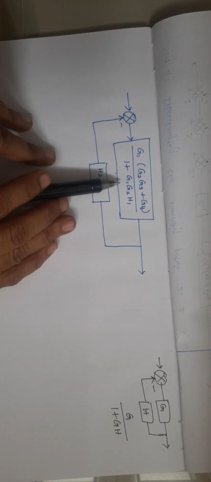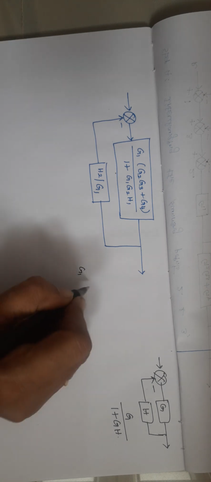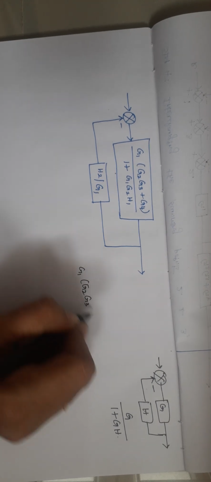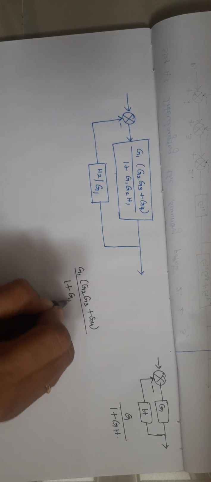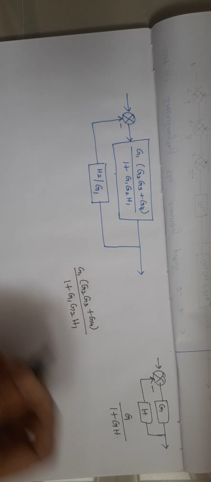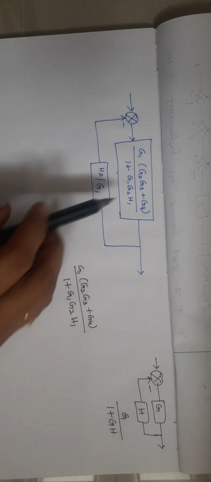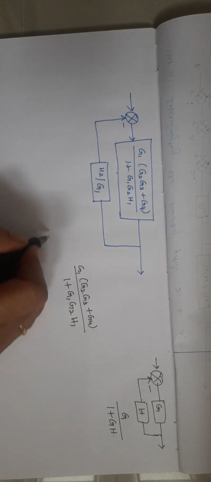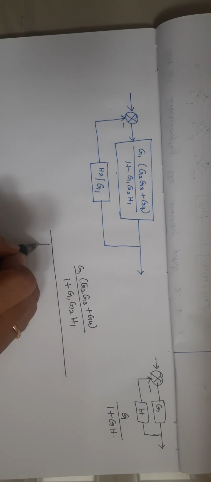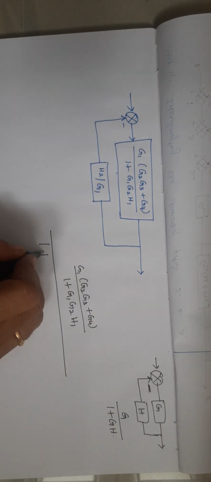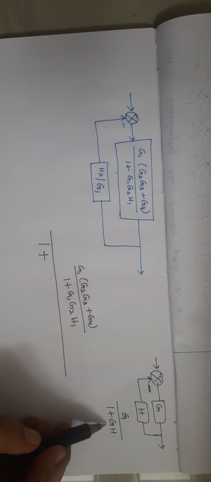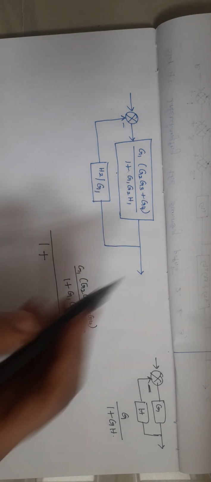So write this expression as such. That is G1 into (G2 G3 plus G4) divided by 1 plus G1 G2 H1. Right, this is instead of G, here I am having this entire element. So divided by 1, again the type of feedback is negative, here also negative. So 1 plus, again I am having G here. So just write this G again.